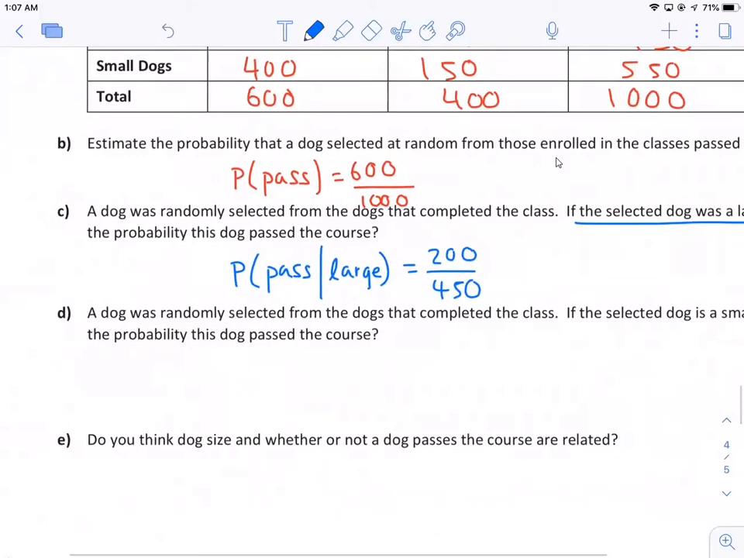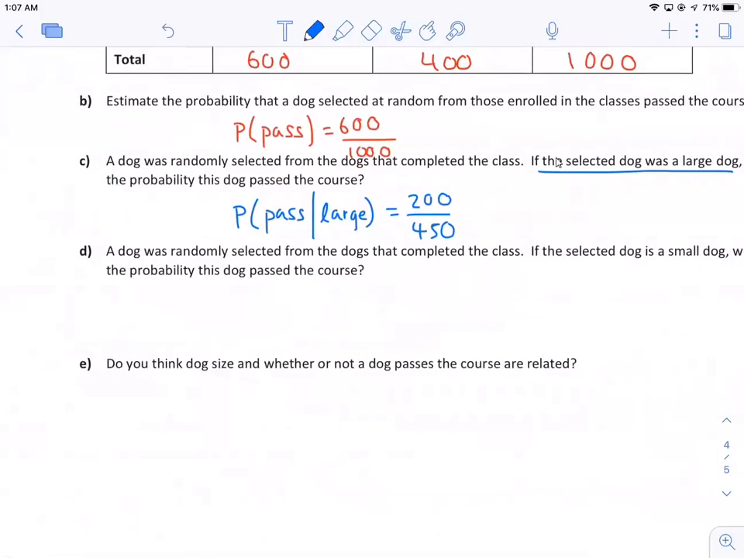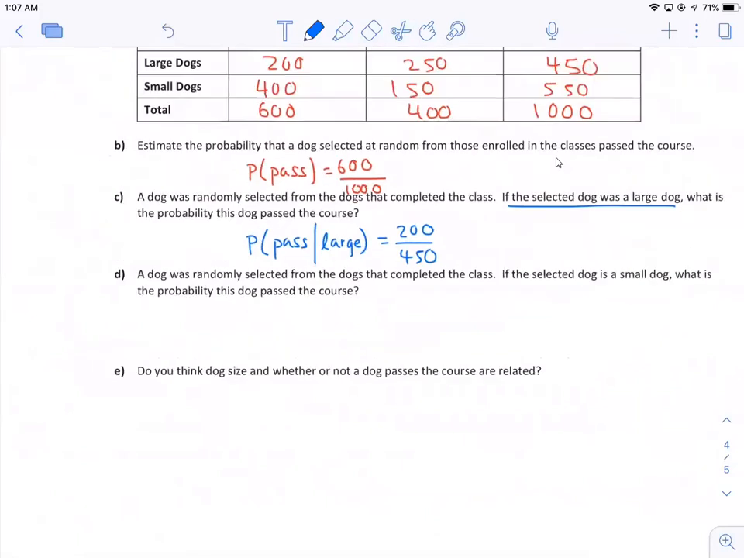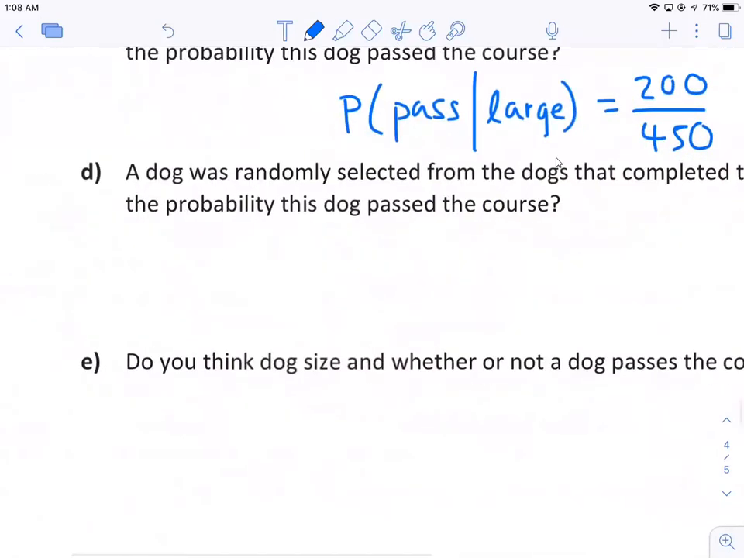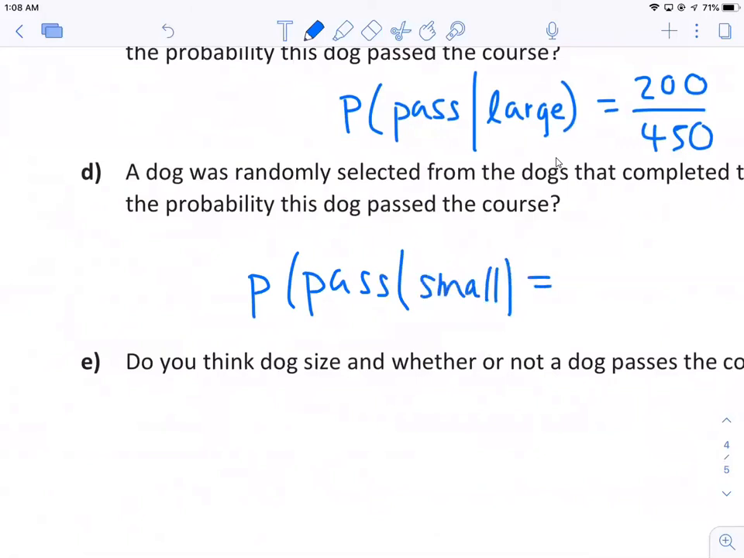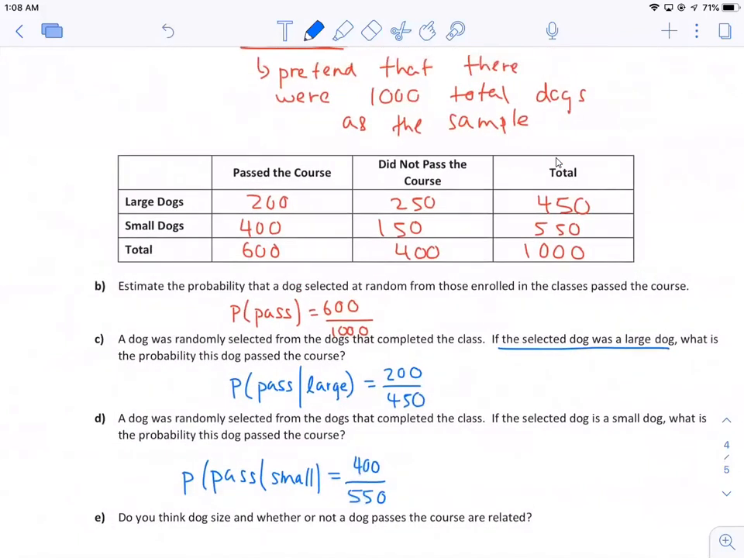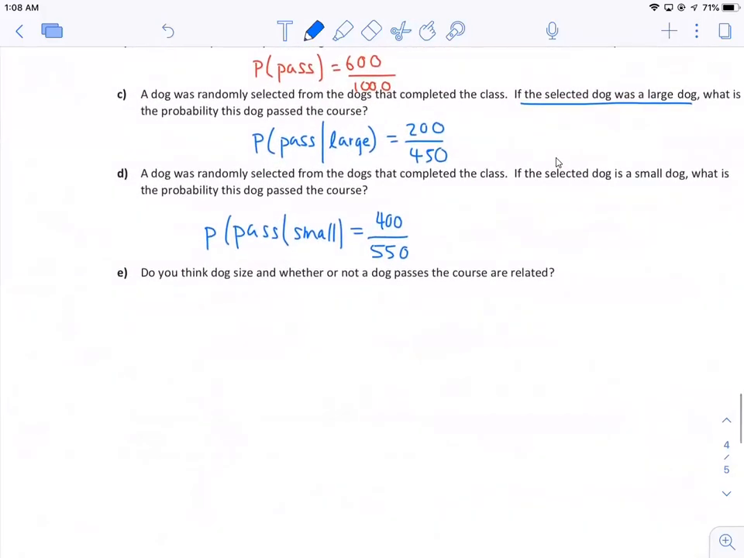Right. Next, a dog was randomly selected from the dogs that completed the class. If the selected dog is small, what's the probability that this dog passed the course? Probability of passing, given that they were small. And that's going to be 400 out of 550, if I remember correctly. Yeah. Cool. And do you think that dog size and whether or not a dog passes the course are related?